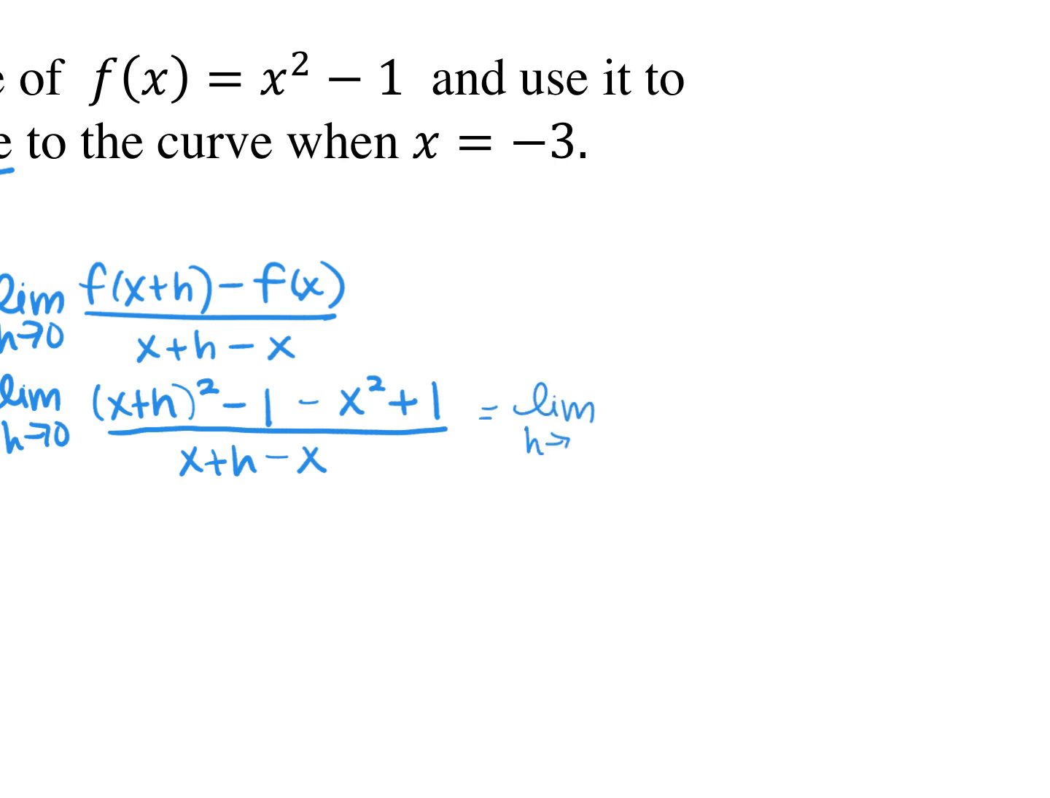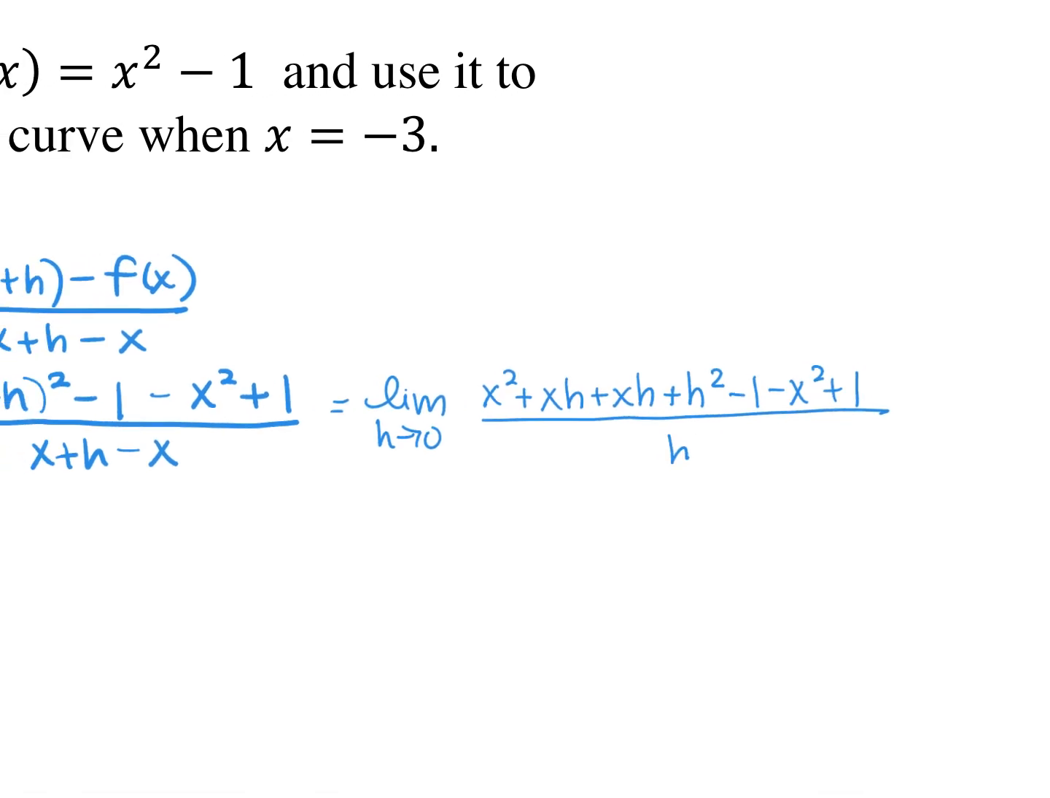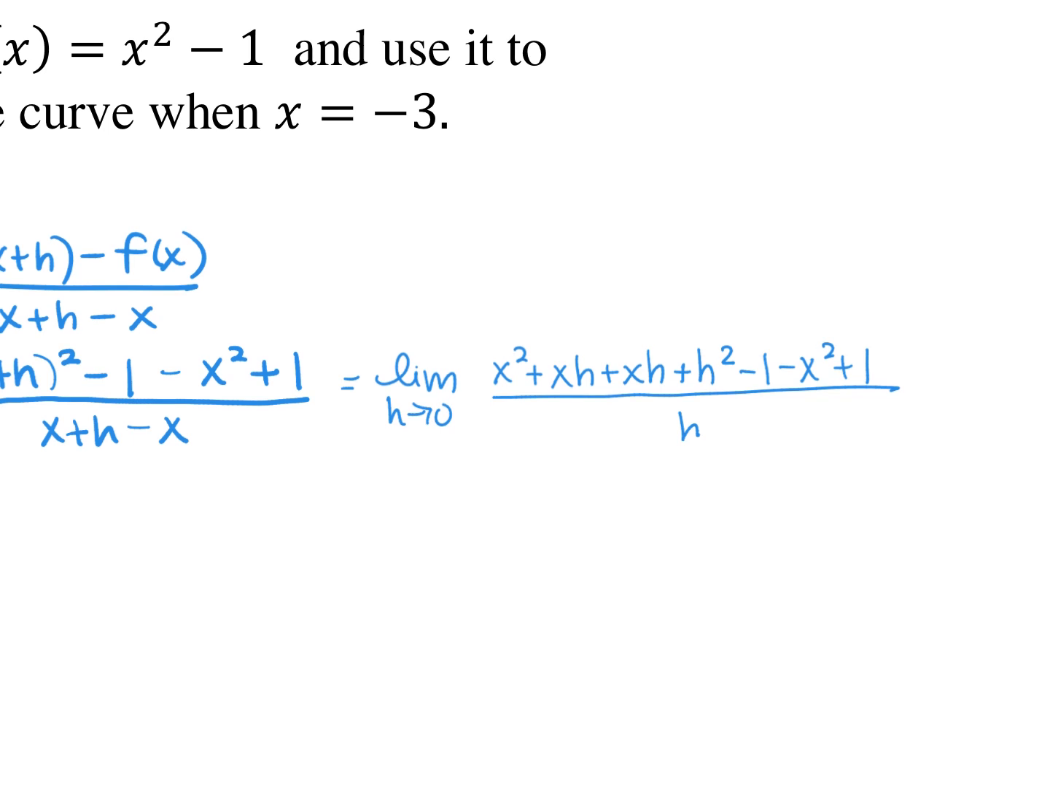So my FOIL will turn out to be x squared plus xh plus xh plus h squared. And then we have -1 minus x squared plus 1. And the whole thing I can simplify to be over h. That's the FOIL. If you FOIL correctly, then you'll see kapow, kapow, kapow, a whole bunch of things reduce and canceling each other. So canceling first is where x squared cancels out x squared, where -1 cancels out plus 1. That's called canceling because it's addition and subtraction.